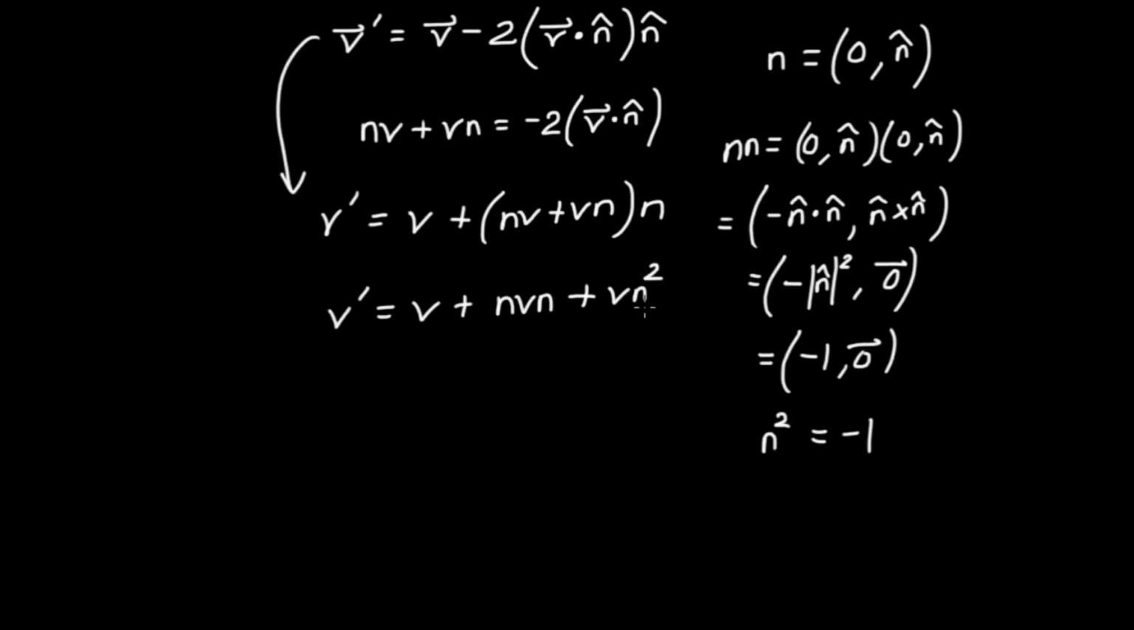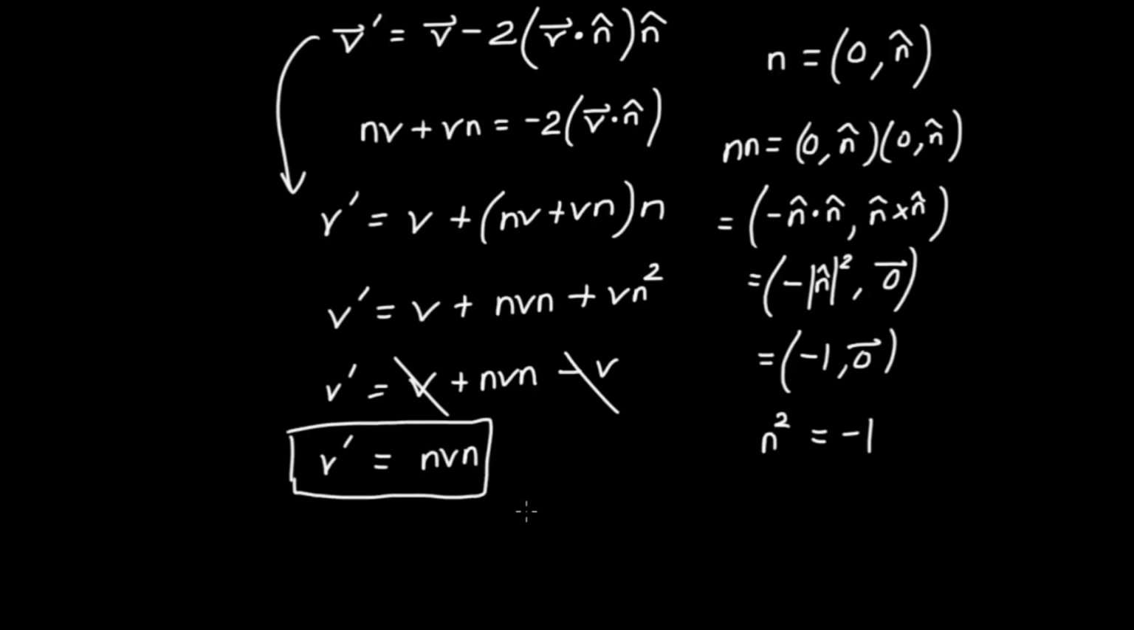So let me make that substitution for n squared. What we find is that v prime is equal to v plus nvn. Then I have plus vn squared, but n squared is minus 1, so I actually have minus v. And lo and behold, those v's cancel, and what I'm left with is that v prime is equal to nvn. Hopefully you can see that's a pretty interesting, nice, compact formula for doing reflections.